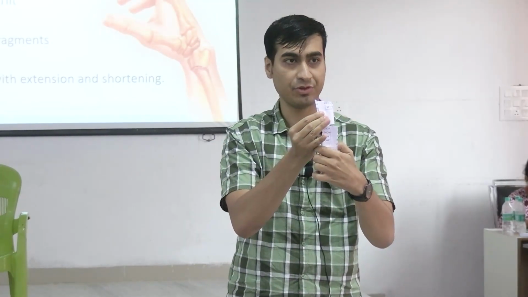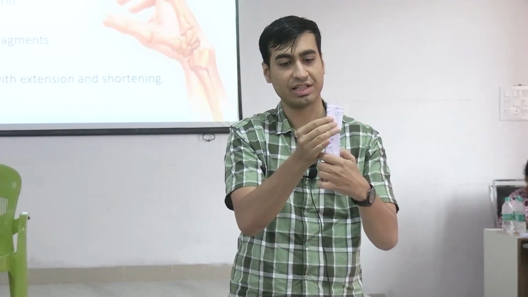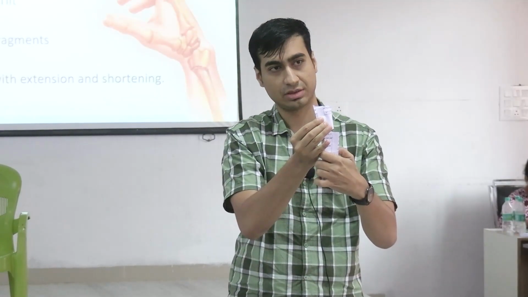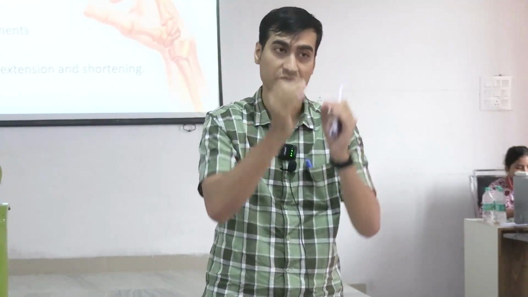Now if you come to the AP view, we have to see radial translation. Here is the ulna, here is the radius. So radial translation like this, okay? Impaction of fragments, what do you understand by impaction? If it is coming like this, it is an impaction. Classically, there is a loss of height.